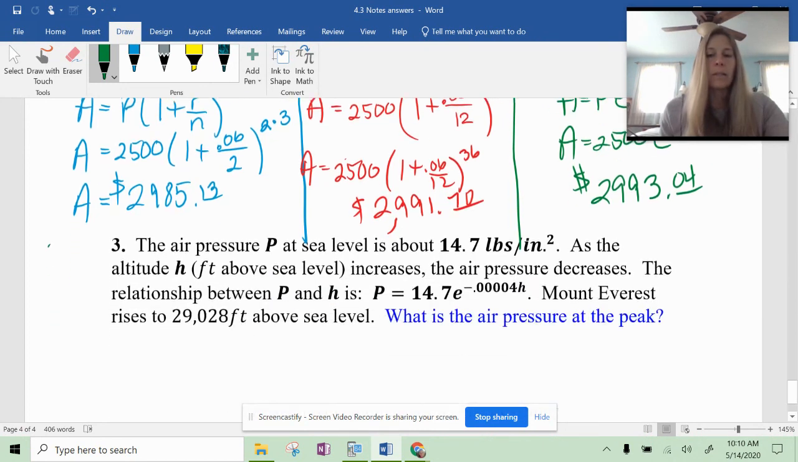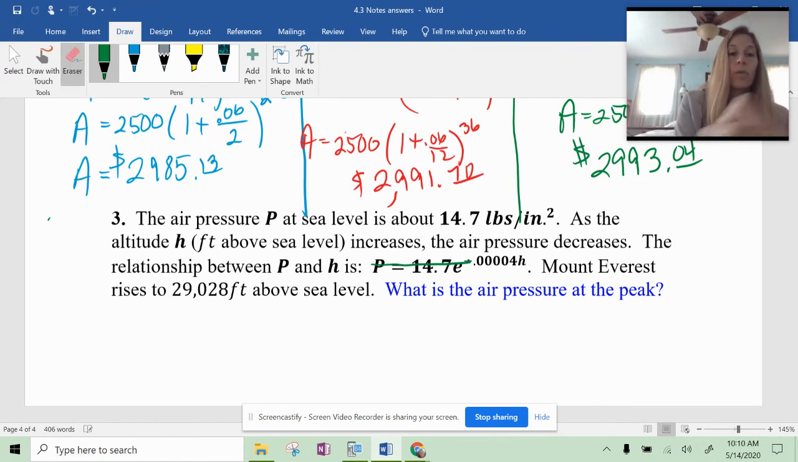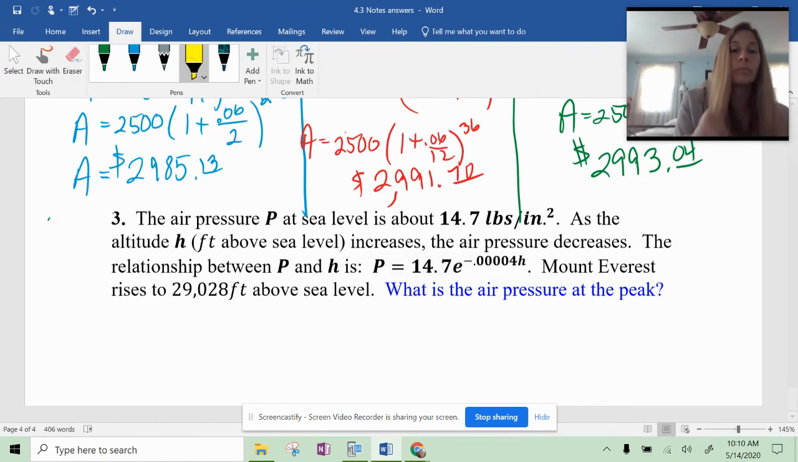Okay, and then finally, the last question. The air pressure at sea level is about 14.7 pounds per inches squared. As the altitude increases, the air pressure decreases. The relationship between P and H is P equals 14.7 times E raised to the negative 0.00004 H. Mount Everest rises to 29,228 feet above sea level. What would be the air pressure?